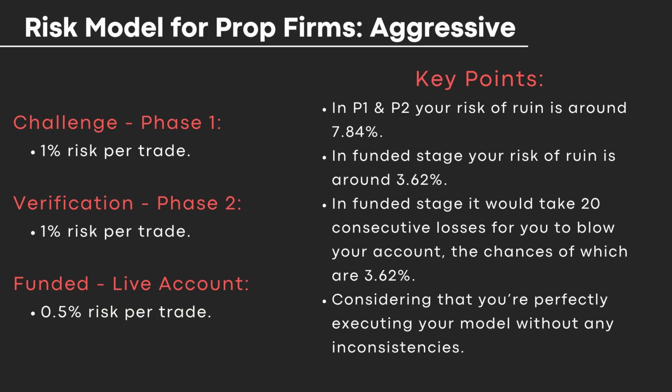That's the reality. But of course, if you divert away from your plan and stop respecting your system, this percentage value increases even more and your chances of risk of ruin increases. And then in fund stage, your risk of ruin is around 3.62% because you are risking 0.5%, and it means there is only a 3.62% chance of you blowing your account even if you're fully following your plan consistently with all those parameters and metrics that I showed you earlier. And obviously if you move away from your plan, this value increases once more.